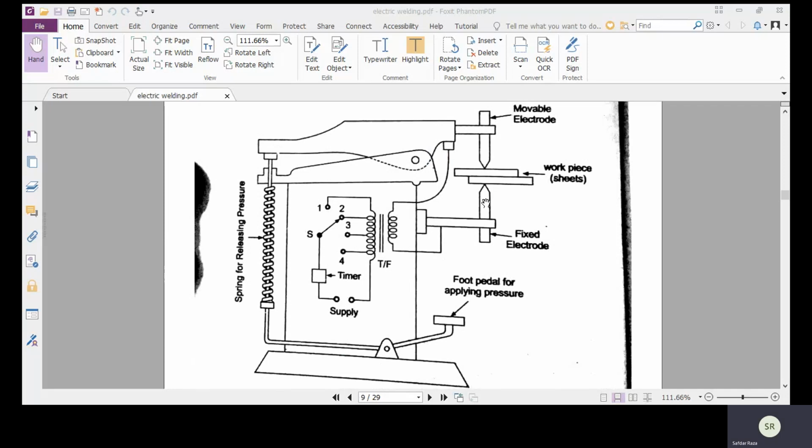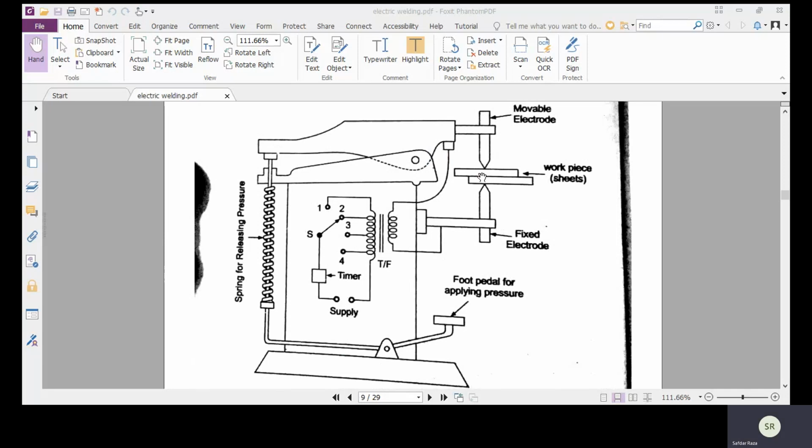When pressure is not applied on the foot pedal, what will happen? The electrodes are kept apart by the spring. By this spring, the movable electrode is a little bit upward and the fixed electrode is at its original position, and there is spacing between them. The sheets to be welded are placed overlapping each other between the two electrodes, and pressure is applied by pressing the foot pedal. When we apply pressure on the foot pedal, the movable electrode moves downward and holds the metal pieces tightly.